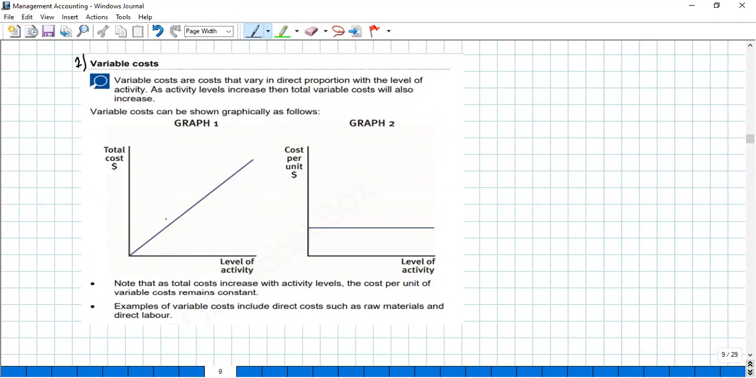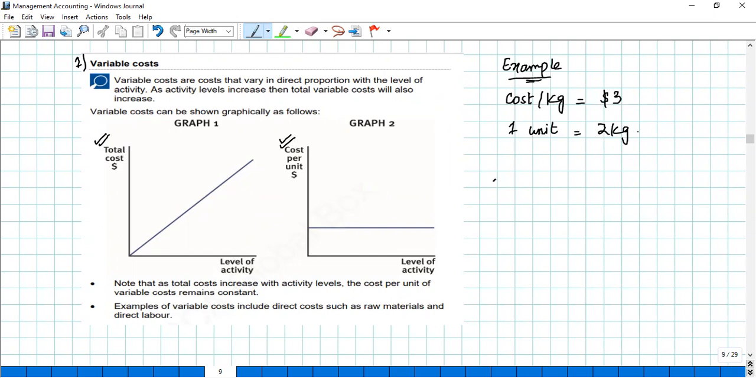Now you can see two graphs here. The first one is of total variable cost, and the second one is of variable cost per unit. Now let's discuss an example to understand the variable cost better. Let's say that cost per kg is $3, and 1 unit requires 2 kg of raw material. So we are considering the example of material. Each kg of material costs $3, and for the production of 1 unit you require 2 kg of raw material.